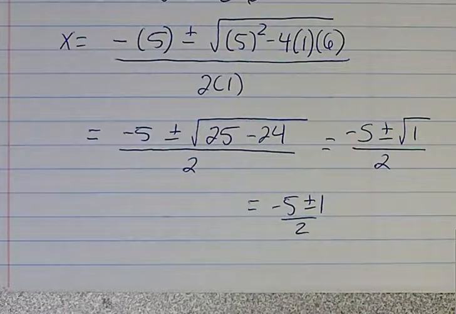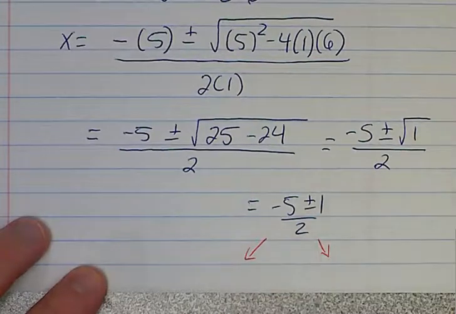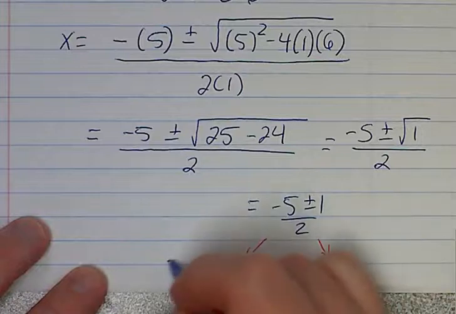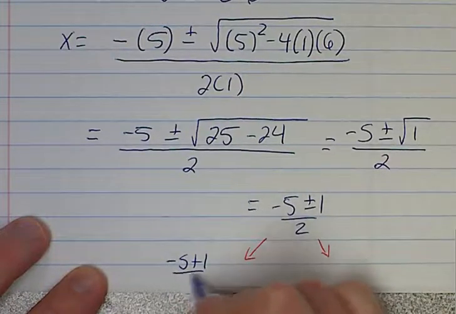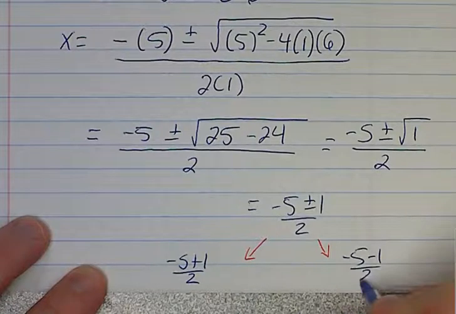Now here's where you have to split this part off, kind of like we did when we were doing the square roots, where we had the perfect square numbers and we had to separate it, where one was a plus and one was a minus. This one is kind of the same thing. Once you get to this point, you want to look at it as almost like two different problems. This one we're going to do -5 plus 1 divided by 2. This one we can do -5 minus 1 divided by 2.